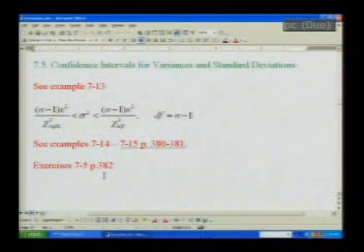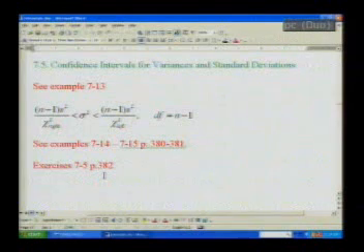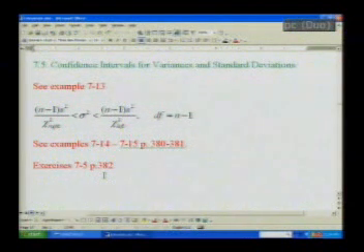For this one, please take a look at the example of how to read the table of chi-square. Yeah, at table G at the back of your book. So how to read the chi-square distribution, there is an example there.